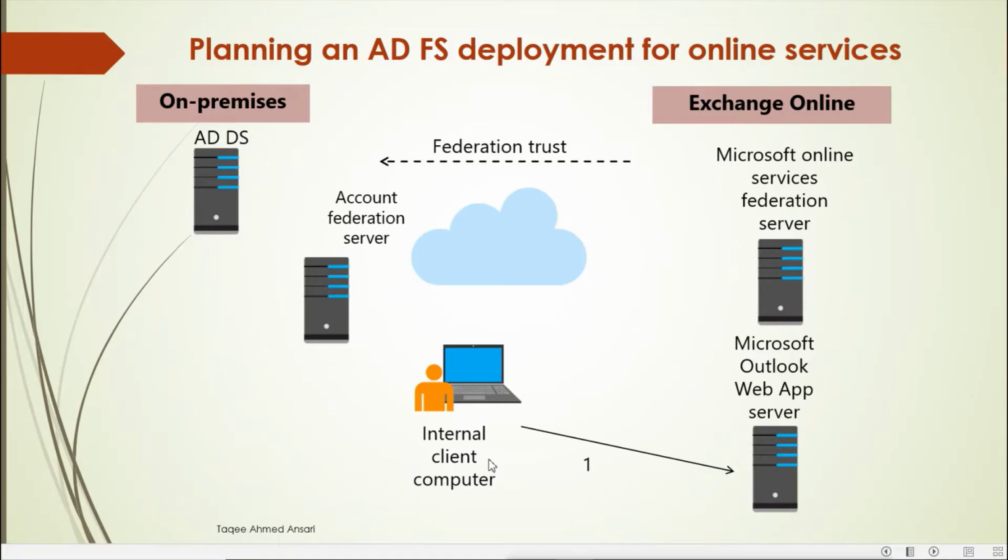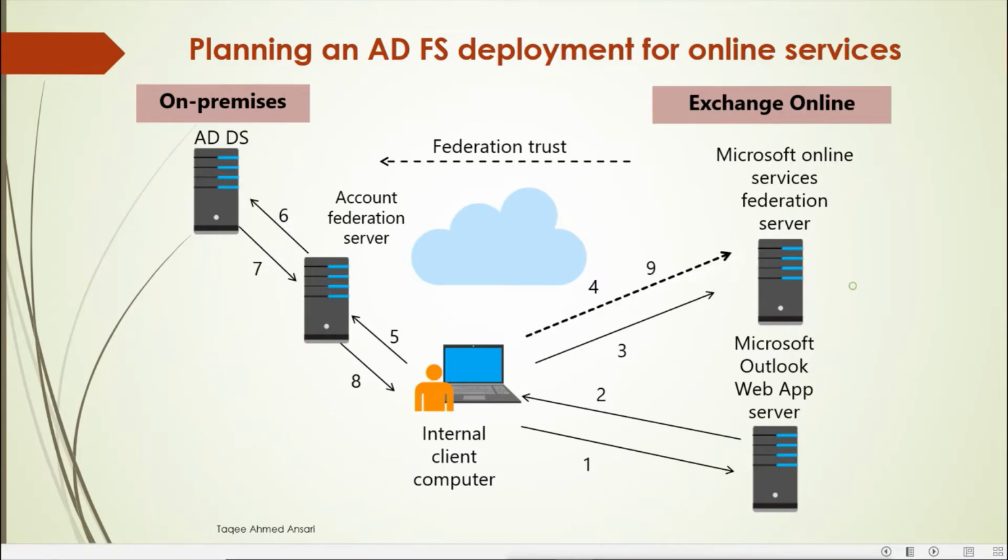So the internal computer again sends the request to access the web application server. Then from here it will get the page where it is going to be authenticated, and through that it will send the request to the Microsoft Online Services federation server that we have configured online, that is Exchange Online. This is the online server configured for the federation. Then it will send the response to the client. Then it will get access to the account federation, and it will authenticate through Active Directory Domain Services, and then it will get the response, and then it gets access to the federation resources.